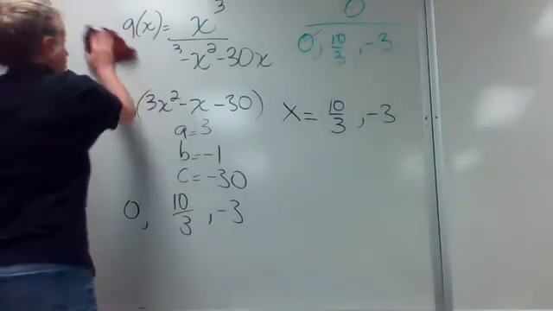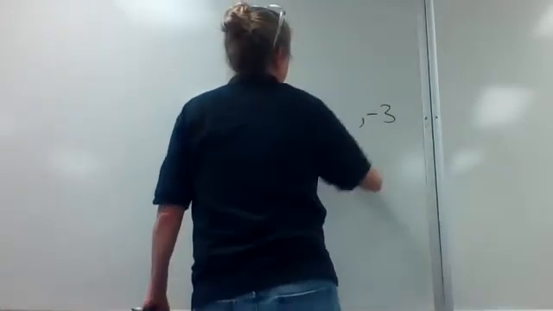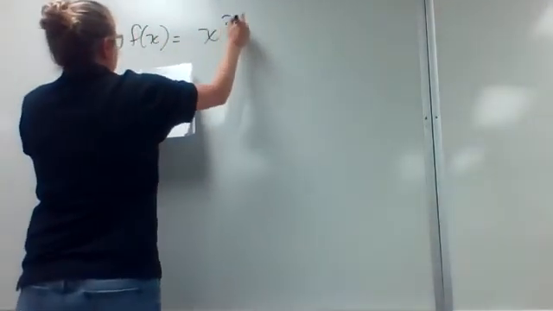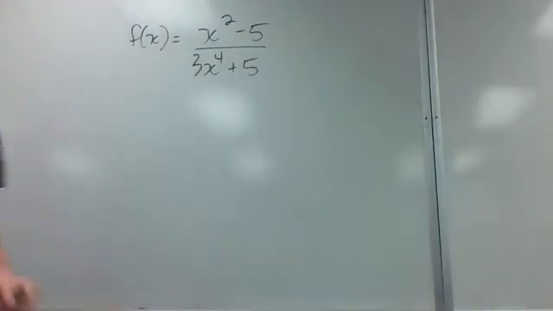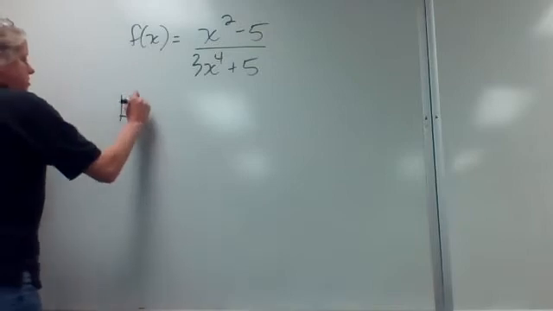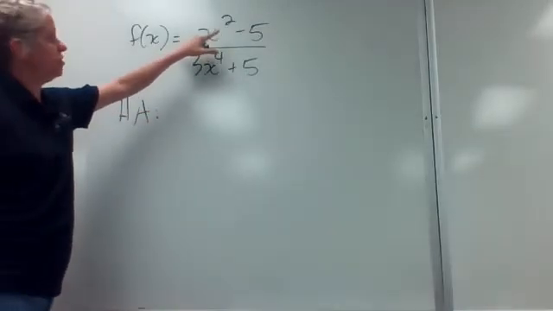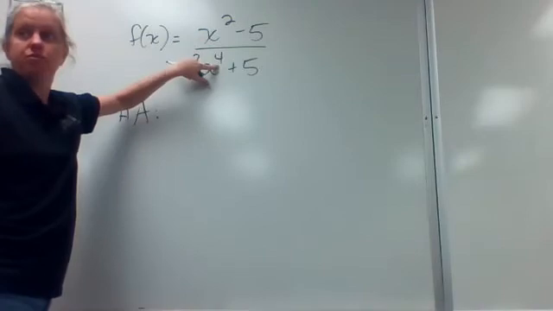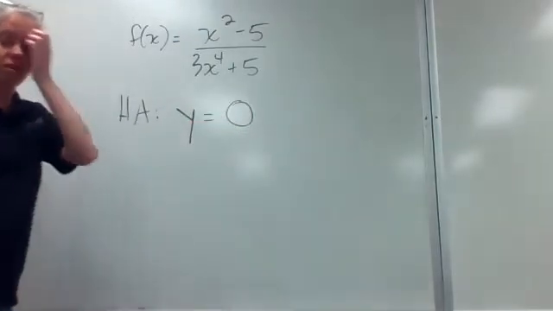Number 21 just wants me to find the horizontal asymptote. Which means I need to compare the degree of the numerator with the degree of the denominator. What's the degree of the numerator? 2. The degree of the denominator is 4. So numerator less than denominator, which means your horizontal asymptote is what? y equals 0.